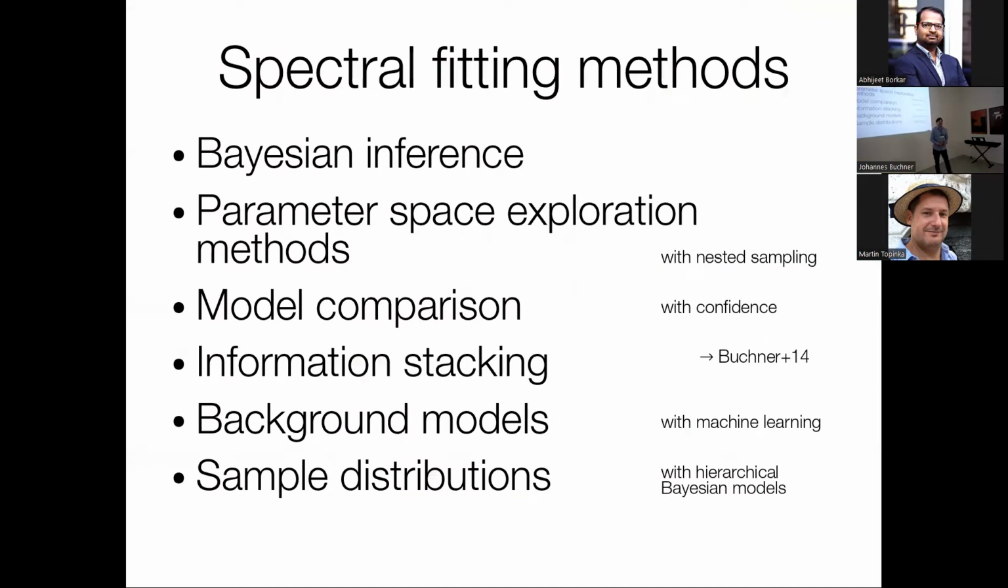Okay, so I will be introducing Bayesian inference, how to constrain parameters, what algorithms exist for exploring parameter spaces, in particular nested sampling, which you probably are unfamiliar with, how to do model comparison reliably. I probably won't have time to talk about how to combine information from many sources, for example, how to make sample distributions. Maybe I'll be able to cover it on another day, and how to model backgrounds.